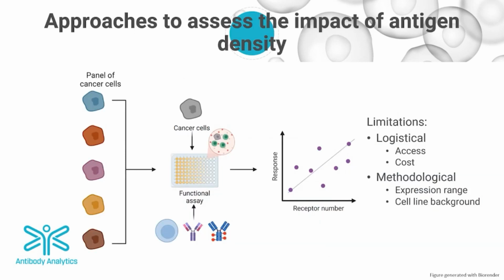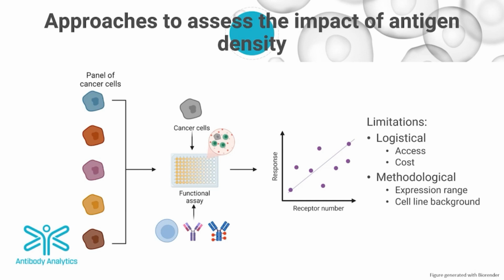The conventional approach to assess the impact of antigen density on the efficacy of therapeutics is to use a panel of cancer cell lines that express differential levels of the antigen of interest. These cells are employed in functional assays, and it is typically expected that the observed response should be proportional to the number of receptors. However, this approach has various limitations.